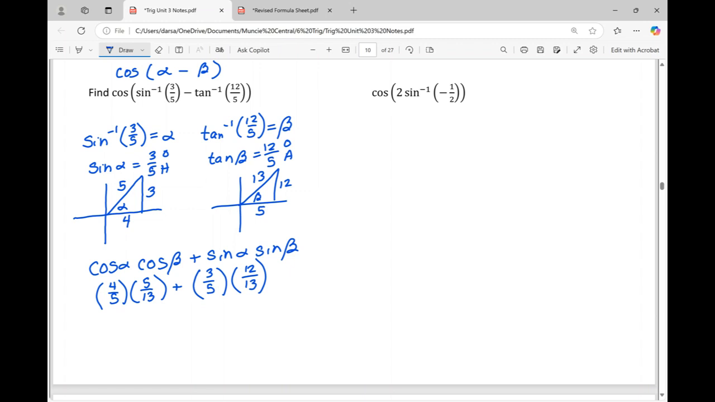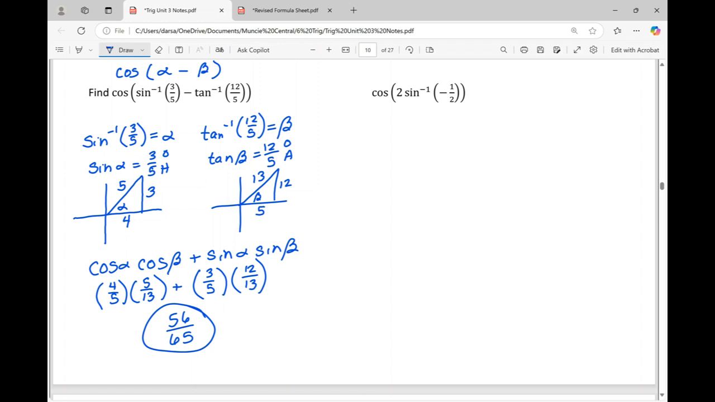Now, all we have to do is put this into our calculator very carefully or use other methods to solve this. Oh, sorry, that's wrong. Now, if we take all of these and put them into our calculator very carefully, we're going to get that this is going to be 56 over 65. And so we have our final answer.